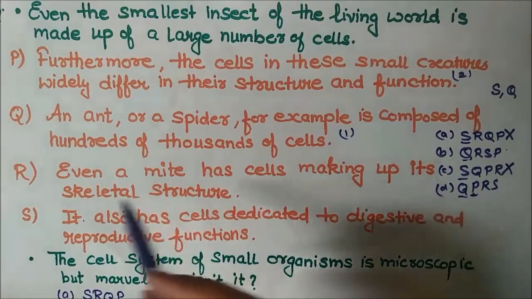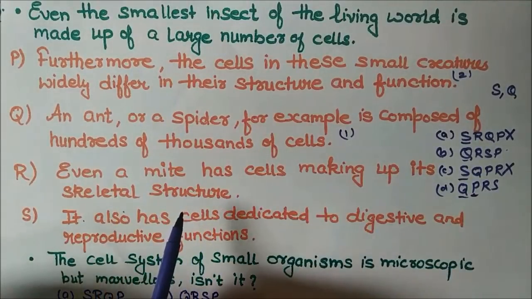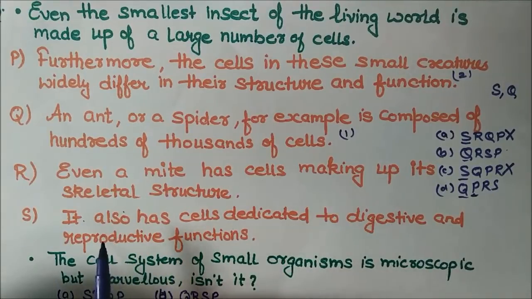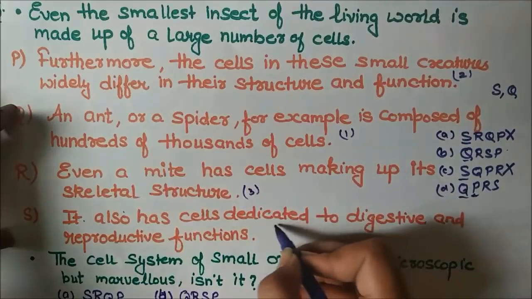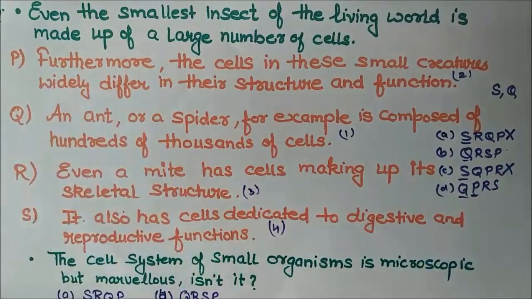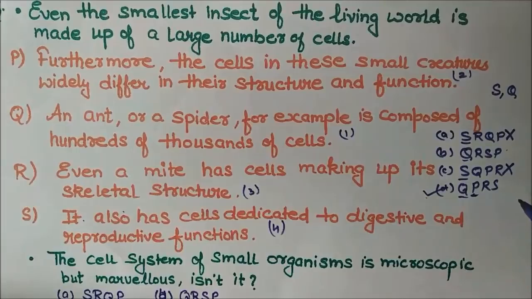And then R: "Even a mite has cells making up its skeletal structure." And then comes S: "It also has a cell dedicated to digestive and reproductive function." Yes, I think this will go like this only. And then, "The cell system of small organisms is microscopic but marvelous, isn't it?" So option number D, that is QPRS, will be the right option.